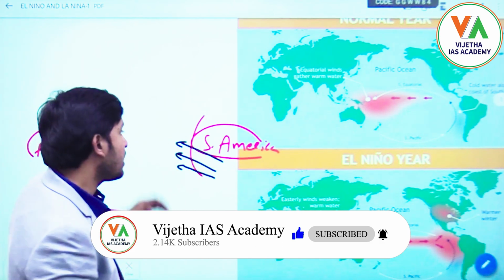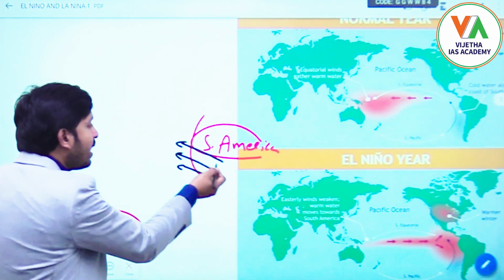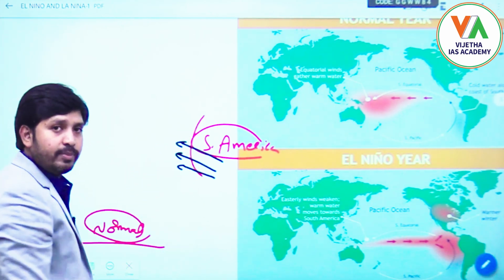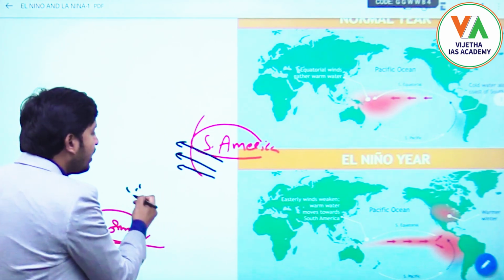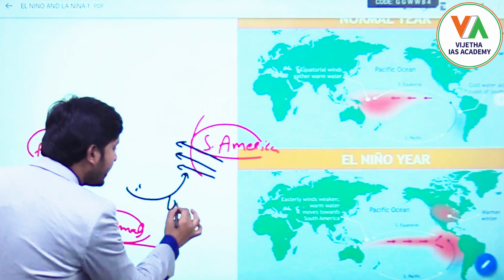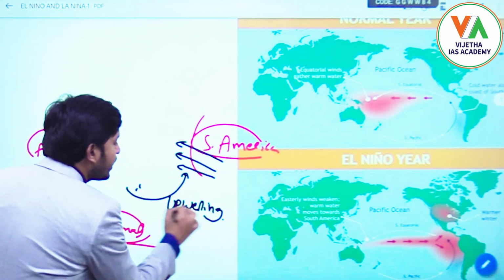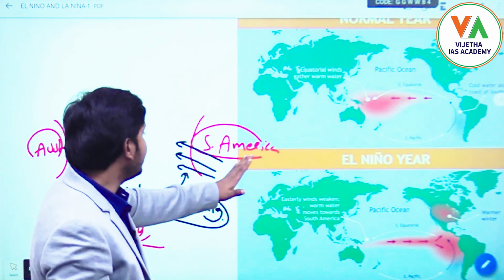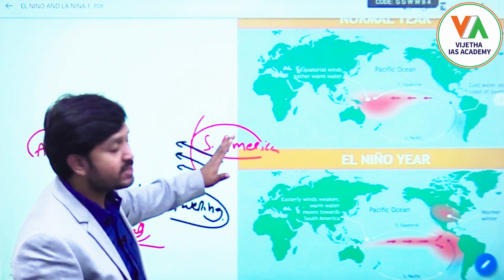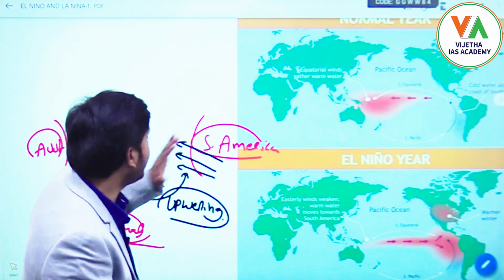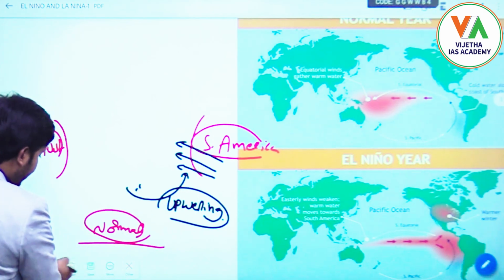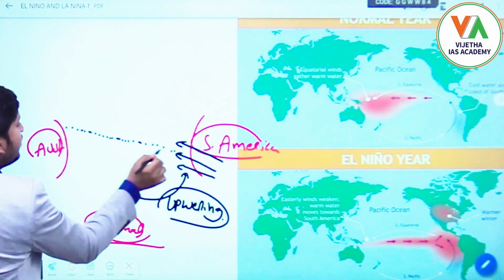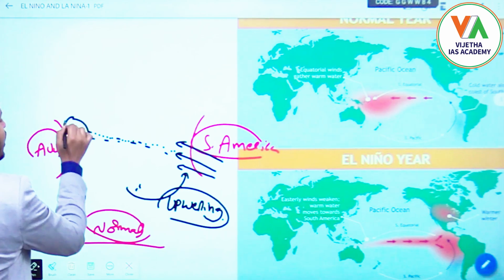In normal years, the water is pushed away from the coast, so some empty space will be created here. Because of that, some water will start coming up to the surface, which is called upwelling. So in the normal period, upwelling will take place on the South American coast, because these winds drag some surface water away from the coast. This water will travel across the South Pacific Ocean and start accumulating on the Australian coast.